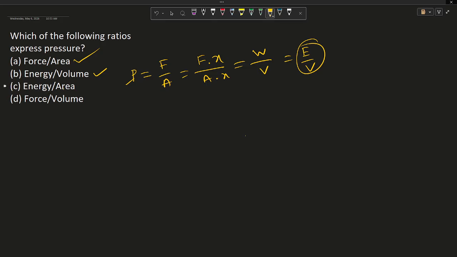Now option C is energy by area. We have already found that energy by volume gives pressure, so obviously this one is not possible. And the last option is force by volume, so it is obviously not possible because we already found that force by area gives pressure. So options B and A are correct.